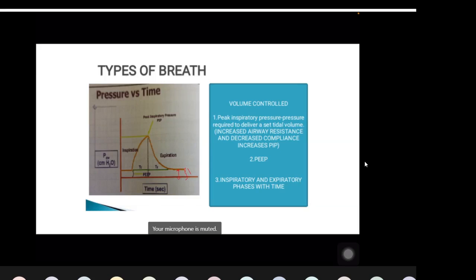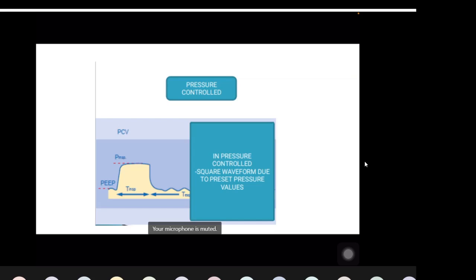And in the case of pressure control ventilation, the pressure will be more of a square form. But as we are not using pressure control ventilation that much, you only have to consider volume control mode. In volume control mode, the pressure time scalar will appear like this.